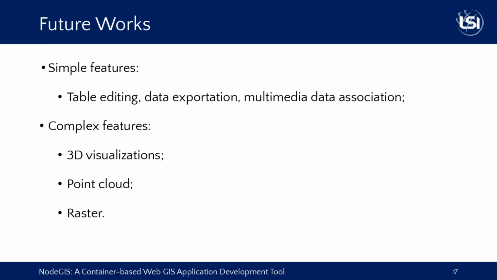In future work, we will incorporate new and essential features into the NodeGIS platform, including table editing, data exportation, and multimedia data association that consists of associating images and videos with map features. Furthermore, we also plan to include new complex features such as 3D visualizations, point cloud, and raster support.